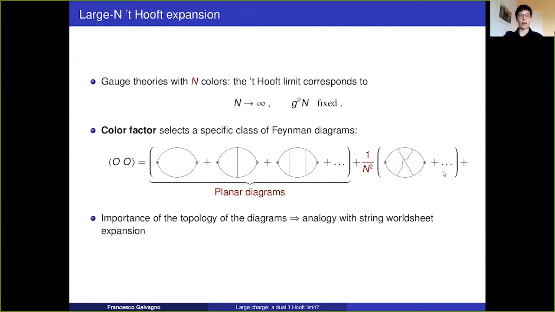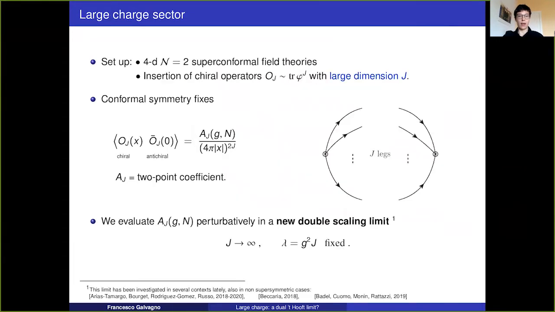Already at this level, we see the importance of the topology of the diagrams, and this is crucial for the analogy with the string theory worldsheet expansion, which is very well known and used in the AdS/CFT context, for example. In this presentation, we concentrate on a different sector of gauge theories. In particular, our setup is the following.